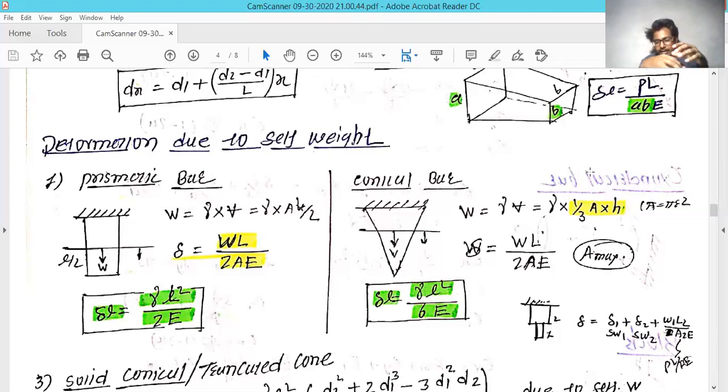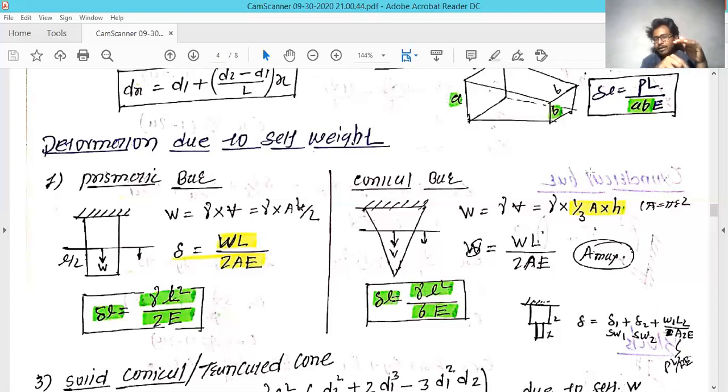So the weight of that small diameter is going to act on the bigger diameter. So the length of the bigger diameter is going to be changed. So in that condition, the total change in length will become the change in length of the first bar plus the change in length of the second bar, plus the change in length of the second bar due to the first bar's weight.